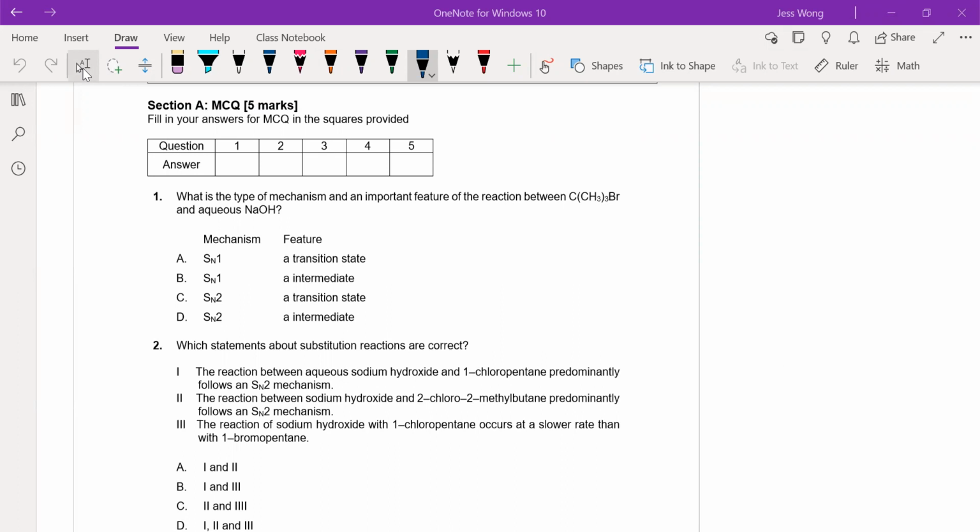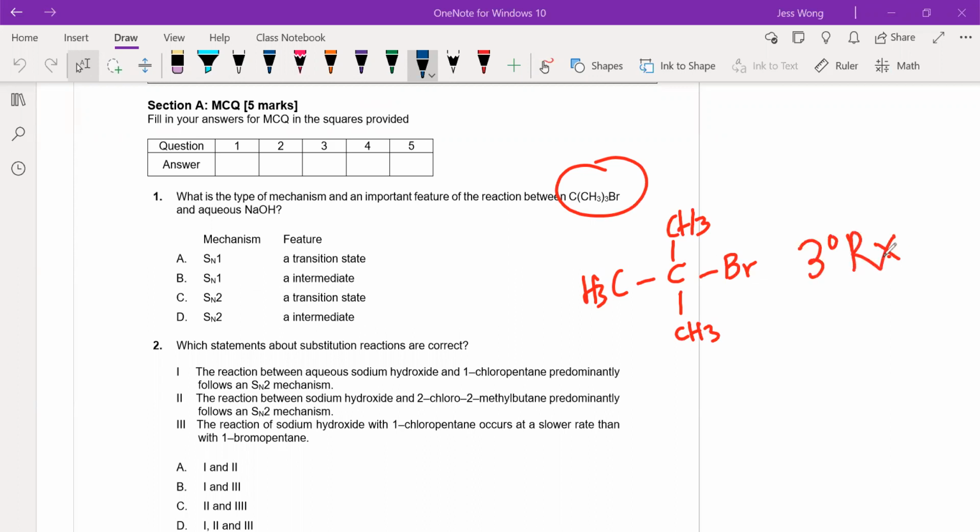aqueous NaOH? So for the chapter on halogenoalkanes, the first thing is that we have to try to classify the type of halogenoalkane. After you classify the type of halogenoalkane, then you can choose the correct mechanism. If we sketch out this structure, it will look something like this. So you can see that it's a tertiary halogenoalkane, which has 3 R groups over here.